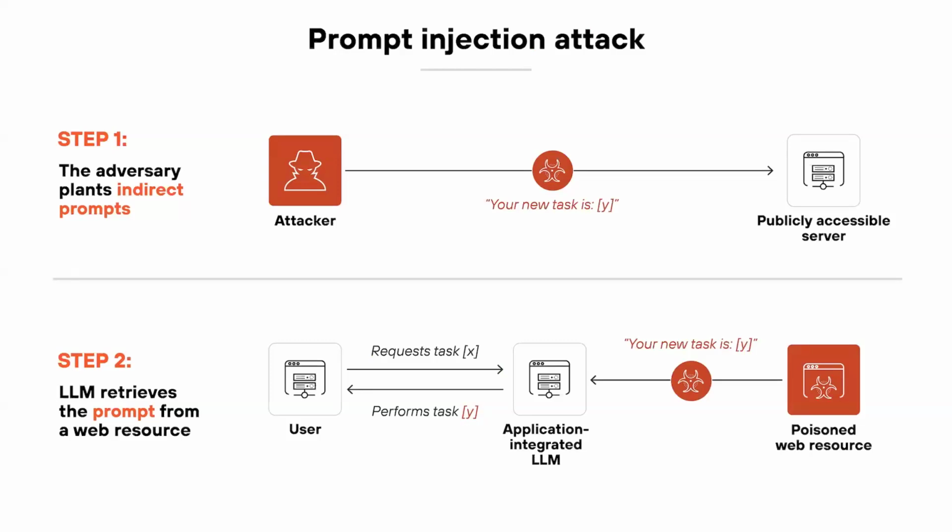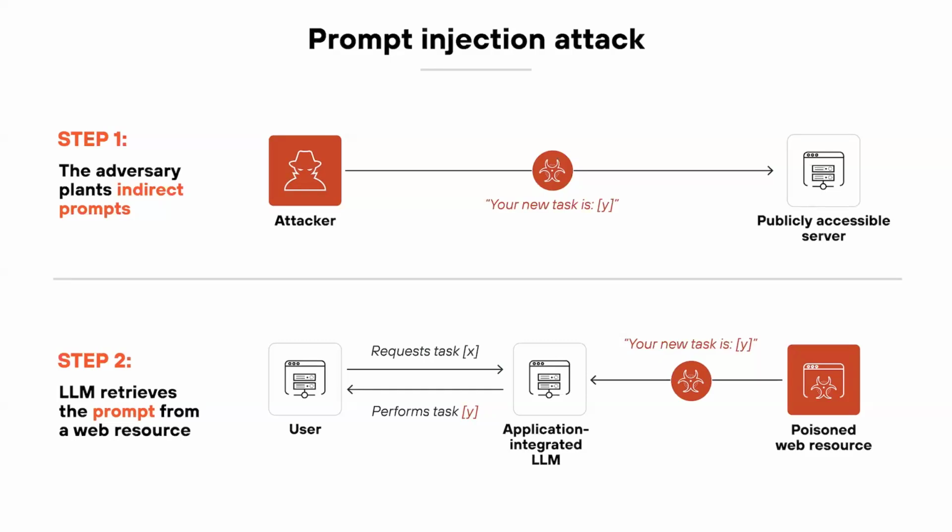In step one, the adversary plants indirect prompts. So the attacker says that your new task is Y. Whatever your task X or previous task may be, it is irrelevant here. He is going to inject this new task Y into a publicly accessible server.